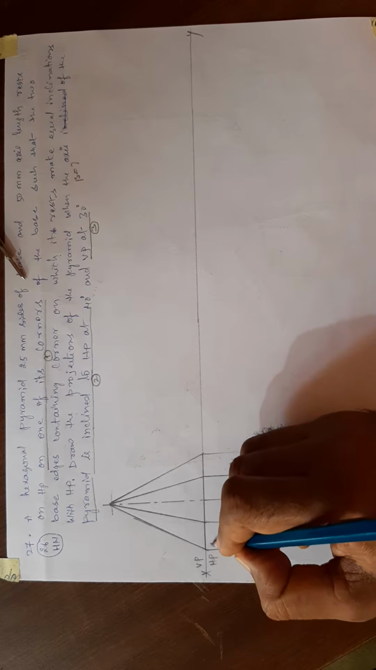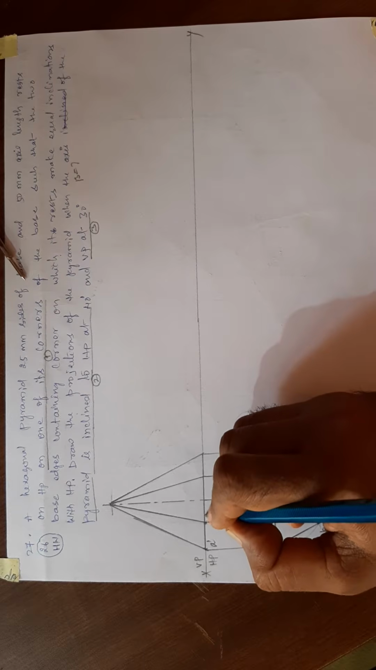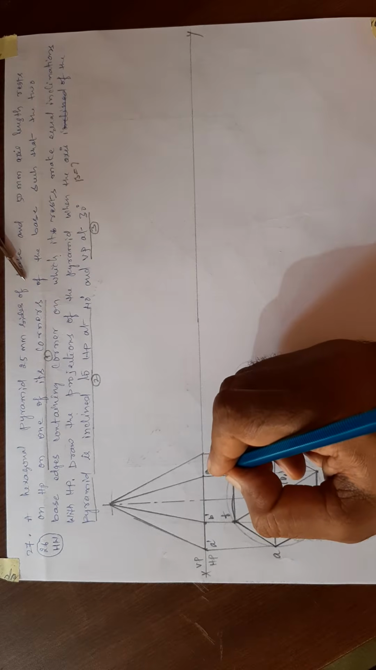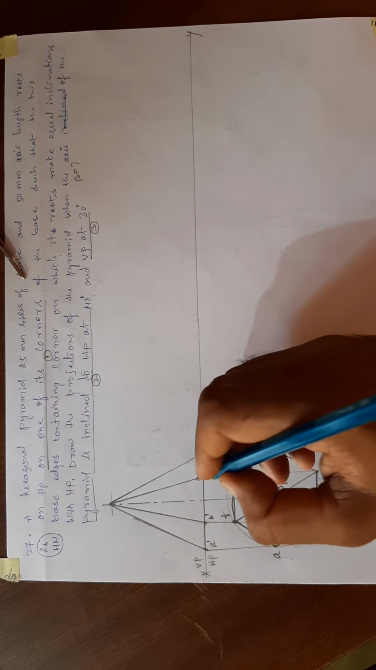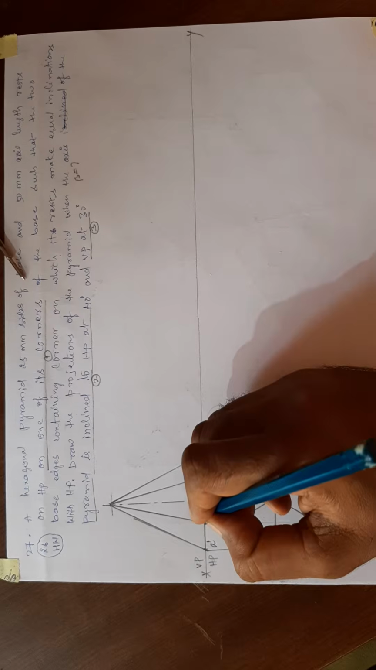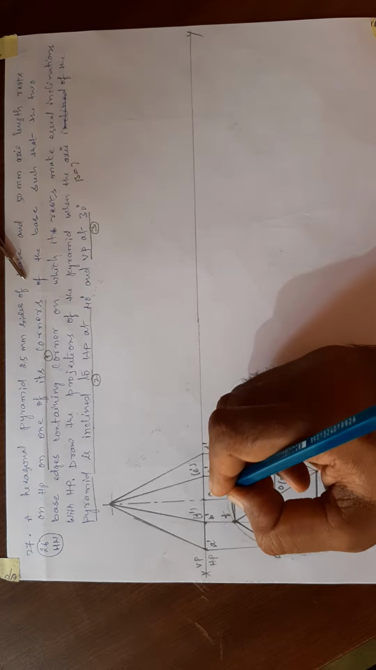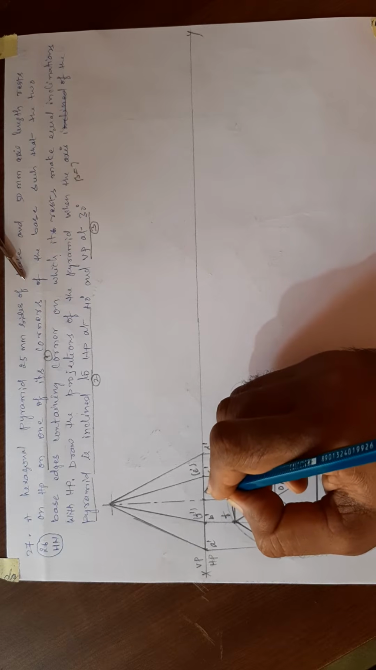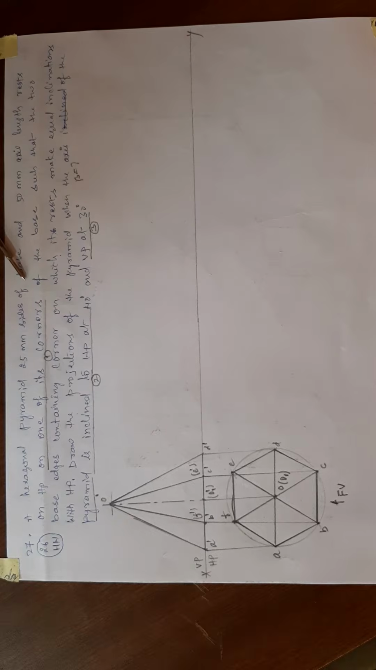So that's why this point is A dash, this point is B dash, this point is C dash, and this point is D dash. E is invisible, so E dash in the bracket. F is invisible, so F dash in the bracket. The bottom base center O1 is invisible, so O1 dash in the bracket. Apex O is visible, so O dash. So this is the front view and top view when the hexagonal pyramid rests on the corner.